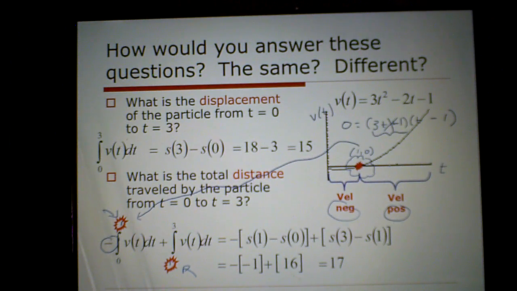Got it? But here, if I want to know the total distance traveled, I need to negate the negative units and combine them with the positive units to get 17 units total distance traveled, regardless of right, left, up, down.